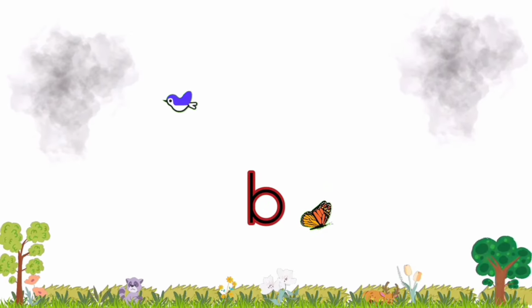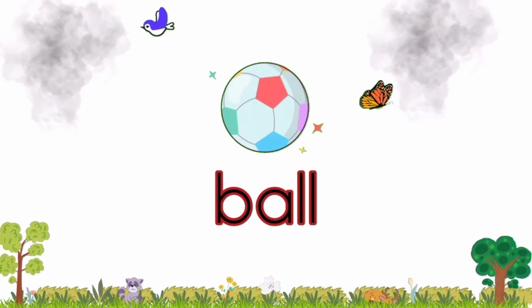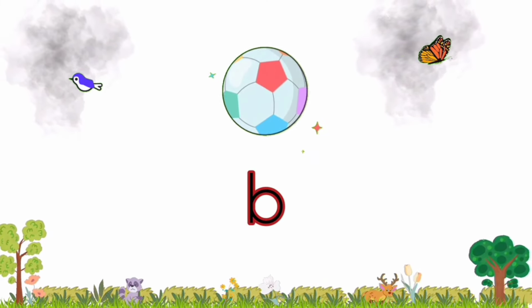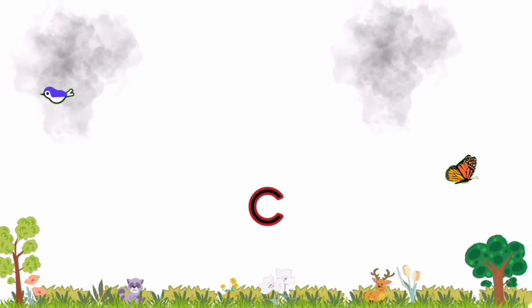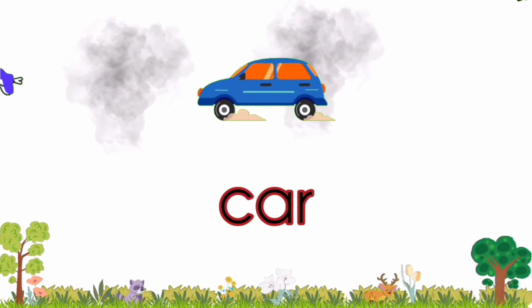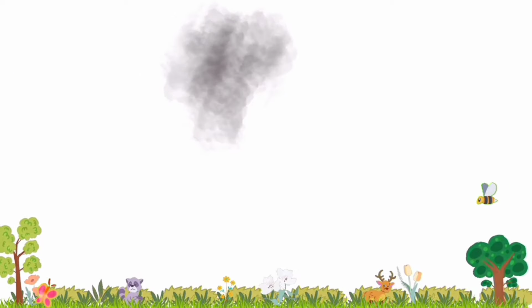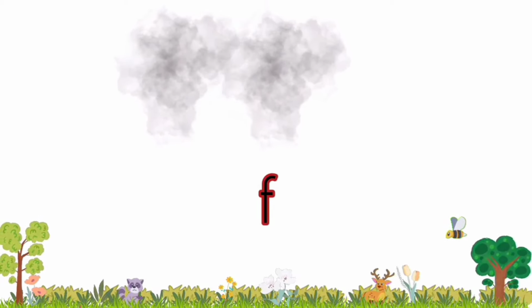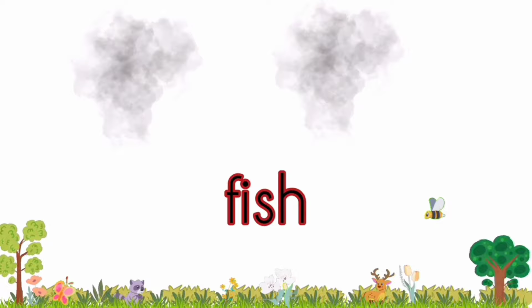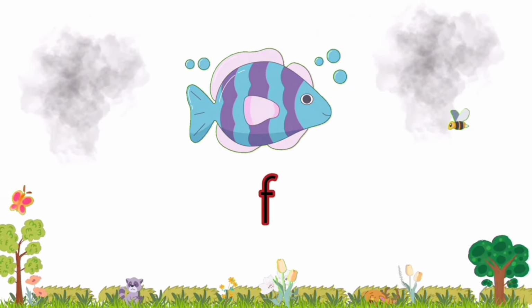What's this? It's B. So, whenever you see B, remember ball and say B, B, B. What's this? It's C. So, whenever you see a C, remember car and say K, K, K. What's this? It's F. So, whenever you see F, remember fish and say F, F, F.